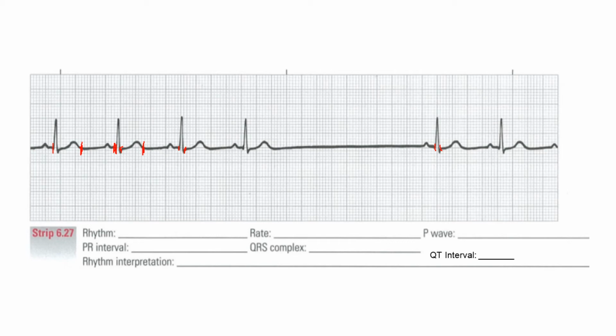And it looks like about 8 to 9 boxes, so 0.36, maybe 0.38. So your interpretation is normal sinus rhythm because the underlying heart rate is 72. And it is normal sinus rhythm, and it has a pause.